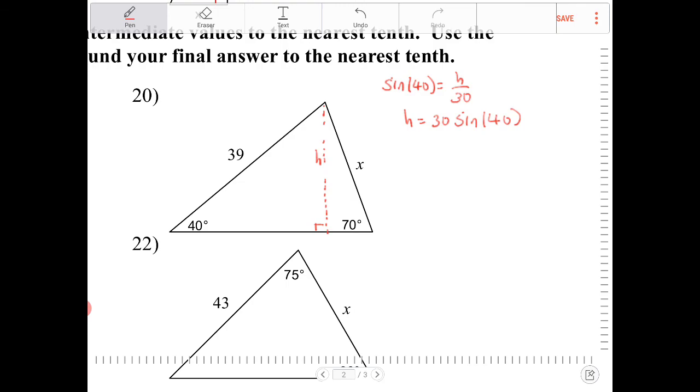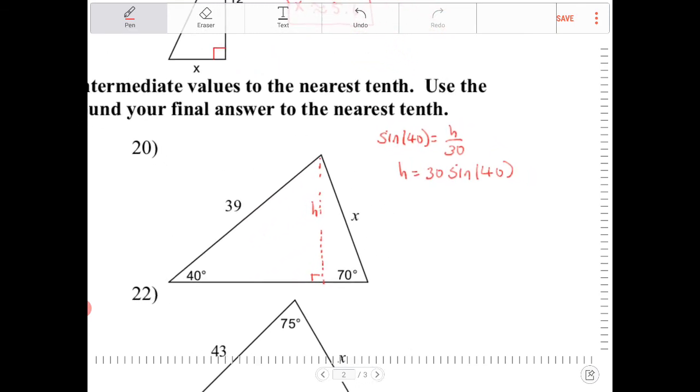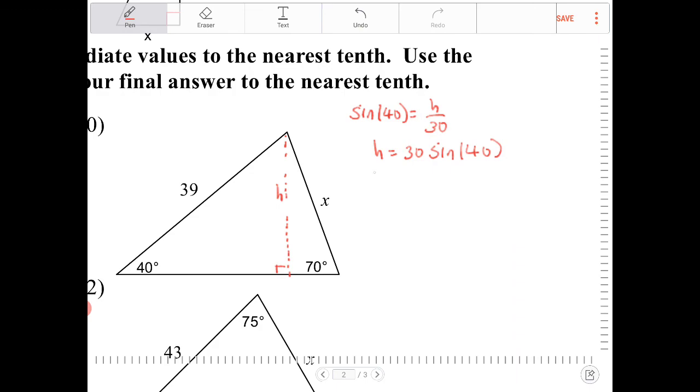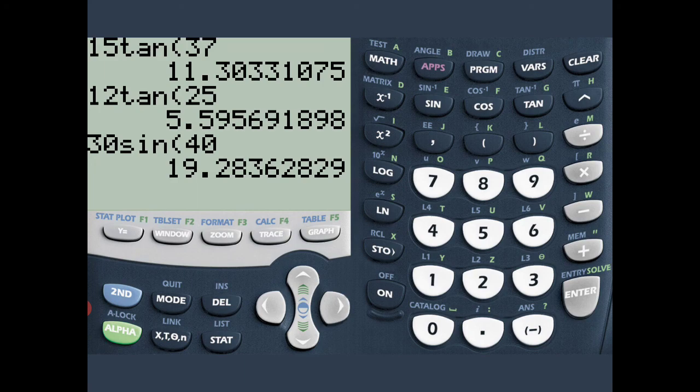The instruction says to round intermediate values to the nearest tenth. So I need to find out what h is. That is an intermediate value. I want to round that to the nearest tenth. So 30 sine 40. That would be 19.3.